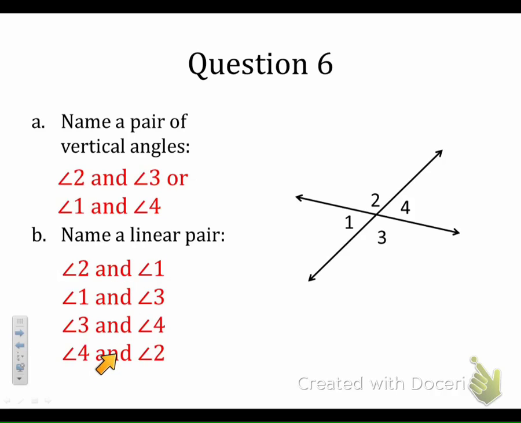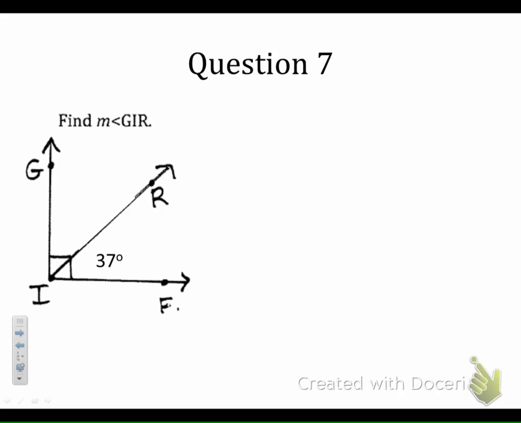Notice how many different answers there were for a linear pair. A linear pair needed angles that were right by each other that made a line. Notice how 1 and 2 are connected by this line. Angle 1 and 3 are connected by this line. Angle 3 and 4 are connected by this line. Angle 2 and 4 are connected on this line. Linear pairs need to be adjacent, and they need to create a line as their whole angle.